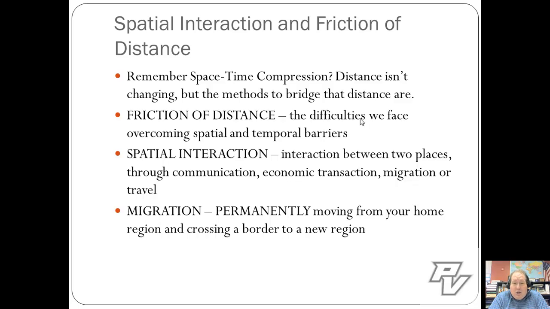Spatial interaction. Spatial interaction is the interaction between two places, usually through communication or economic transaction, but in this unit, it's specifically talking about migration, when people are moving from one place to another. That's a spatial interaction. We wind up seeing these things happen over and over again throughout geography. Migration, big piece, part two of the unit.